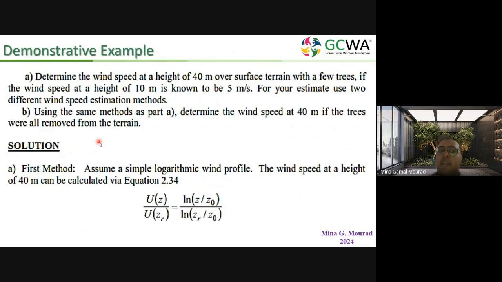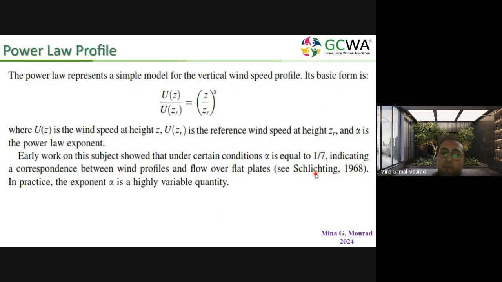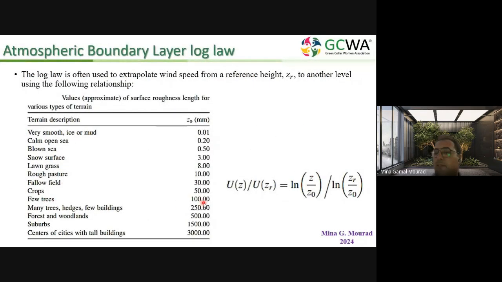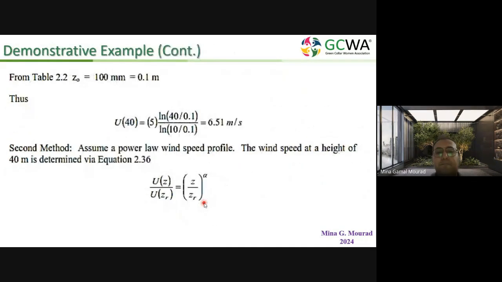For example, let's determine the wind speed at a height of 40 meters over terrain with a few trees, where the geographical effect is that there are few trees. If the wind speed is measured at a height of 10 meters and is known to be 5 meters per second, we can use two different methods. The first method is the simple logarithmic wind profile, considering the trees' roughness. The few trees roughness is 100 millimeters. Let's say Z node equals 100 millimeters, which means 0.1 meters.